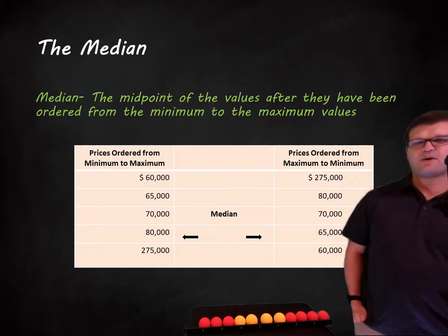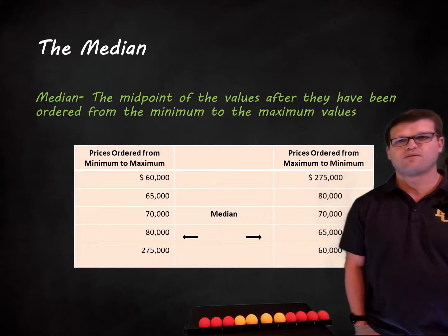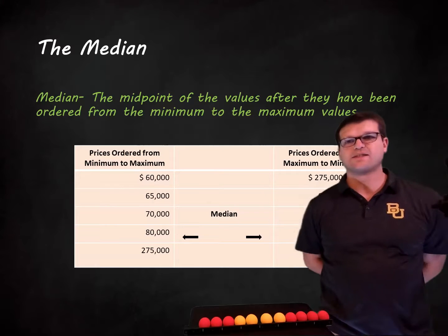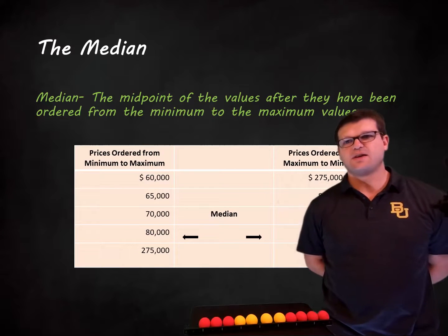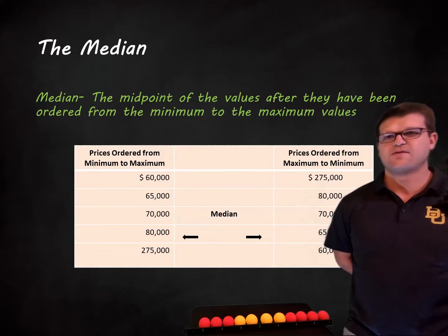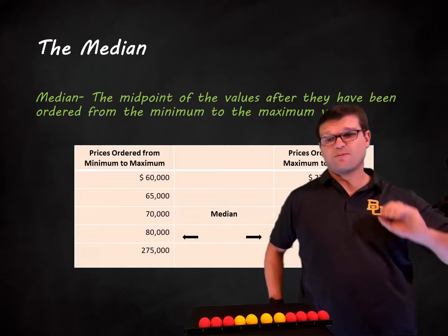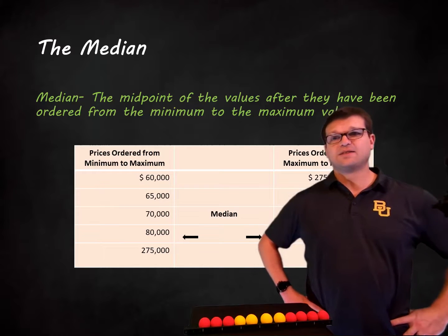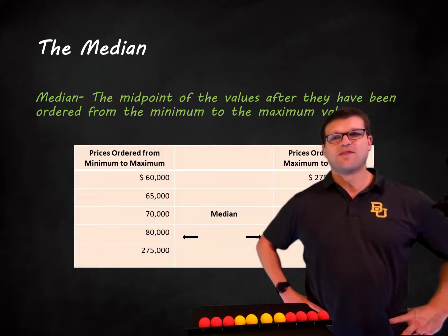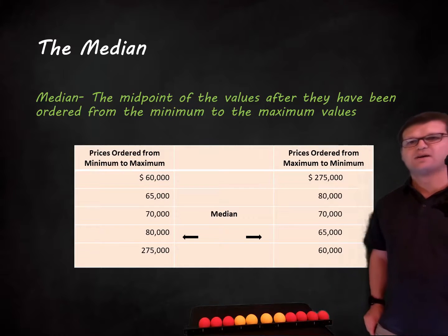For instance, if I were to say to you, okay, we've got a list of five flats in Waco. These are the prices for 5 flats in Waco: 60,000, 65,000, 70,000, 80,000, and 275,000. Maybe 275,000 is that flat that's right across from Magnolia Market, and the 60,000, those are the normal typical ones, and then you've got one that's an outlier. You put them from minimum to maximum, and the median is going to be right in the middle of all of them.